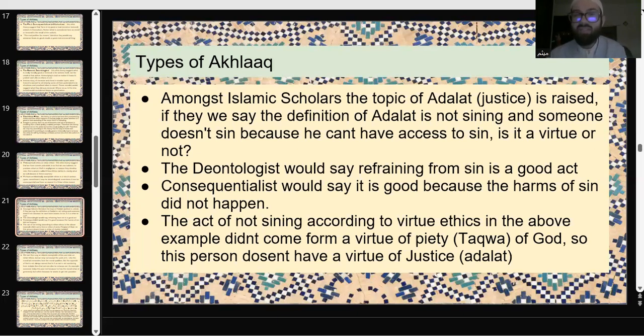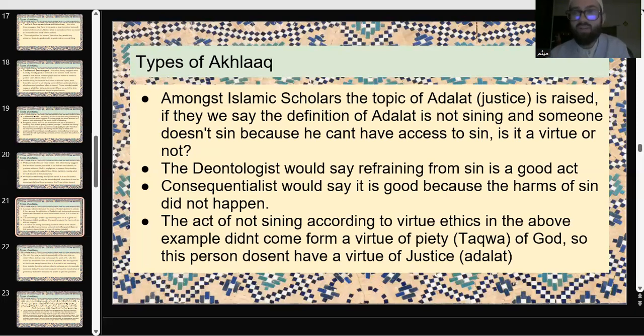The deontologicalists, they would say refraining from sin is a good act. So they'd say, yes, it's a moral act, because their focus was the act. The consequentialists, they would say it is good because the harms of sin did not happen. The immoral consequence didn't happen. So this is a good act. It's a moral act. The act of not sinning, according to virtue ethics in the above example, didn't come from the virtue of piety. It didn't come from taqwa of Allah, because the person just didn't have access to it.